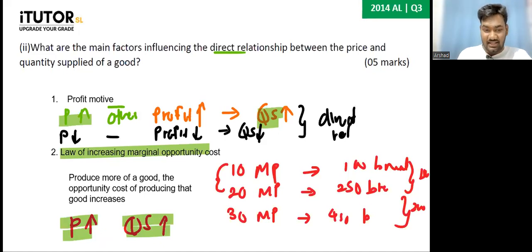So I'll just share this. Yes, so this is the law of increasing marginal opportunity cost, the additional opportunity cost. I'll just share the note from my theory tute. So for those who don't have a note, you can just get a screenshot of this.